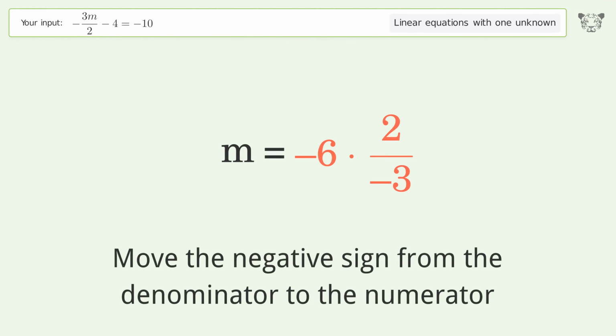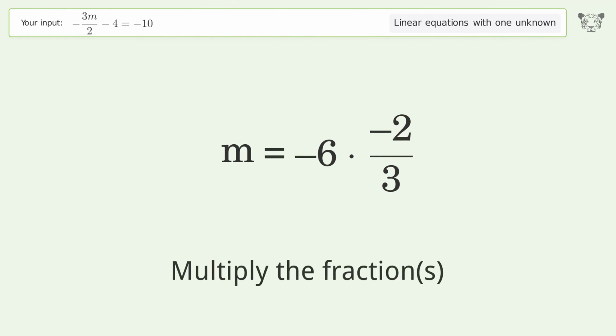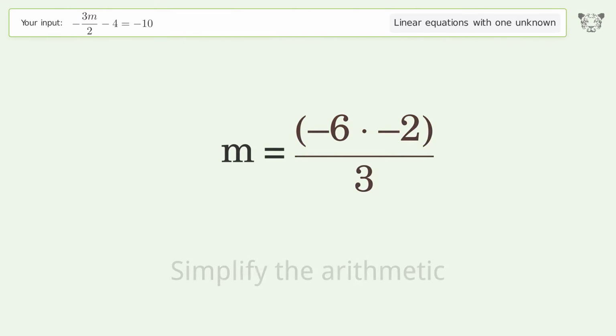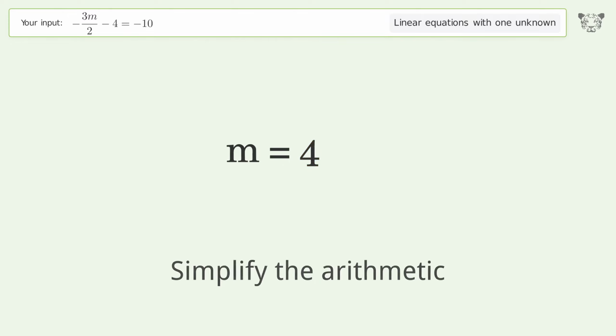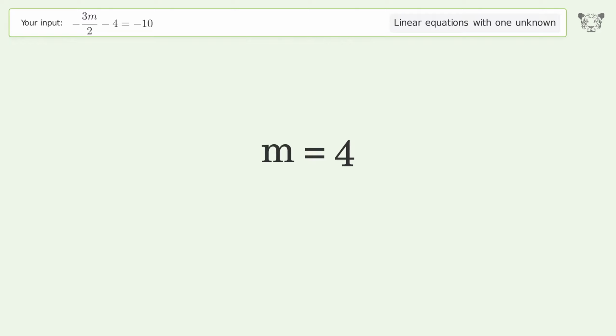Move the negative sign from the denominator to the numerator. Multiply the fractions. Simplify the arithmetic. And so the final result is m equals 4.